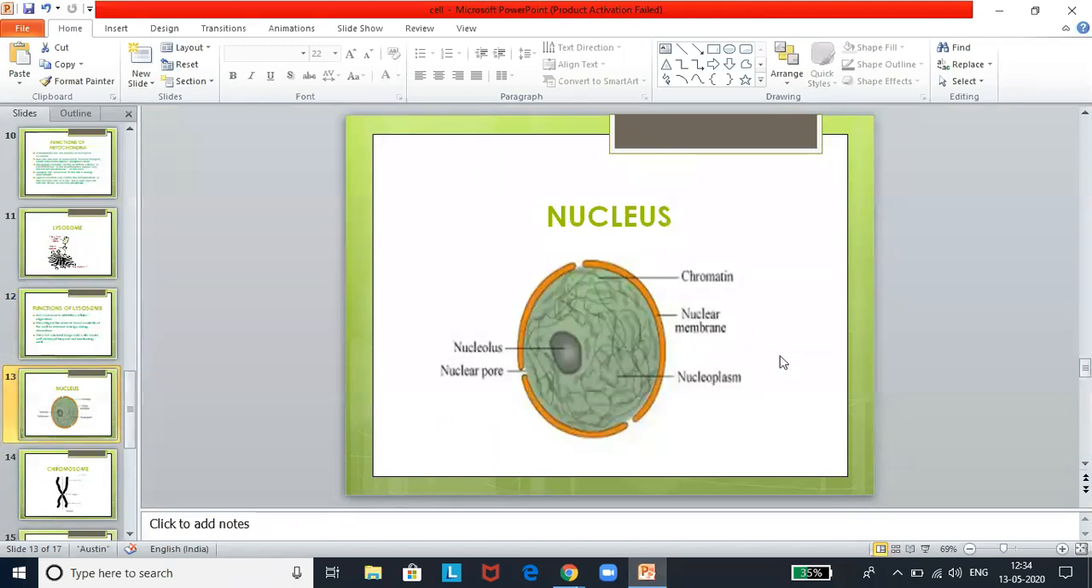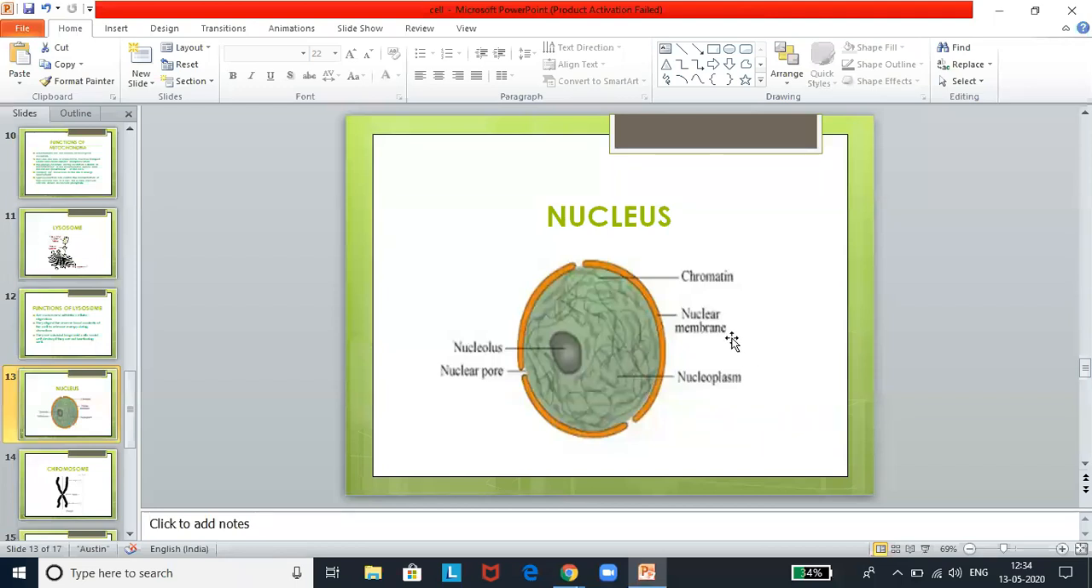The most prominent structure of most of the cells is the nucleus. It was observed by Robert Brown in the cells of the orchids. The nucleus is situated more or less in the center of the cell, and it is usually spherical in shape. However, it is lobated in the WBC and kidney-shaped in paramecium. The size of the nucleus varies from cell to cell.